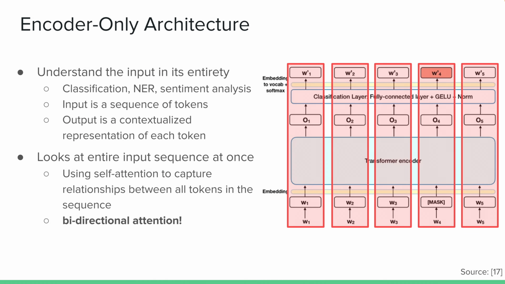So one key advantage of the encoder is that it looks at the entire input sequence at once using what's called self-attention. This allows it to capture relationships between all the tokens, not just adjacent ones. This means that the attention is bidirectional, allowing the model to consider both the previous and subsequent tokens simultaneously, which is critical for understanding context in tasks like language understanding and text classification.